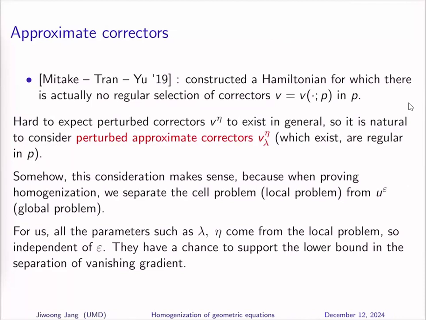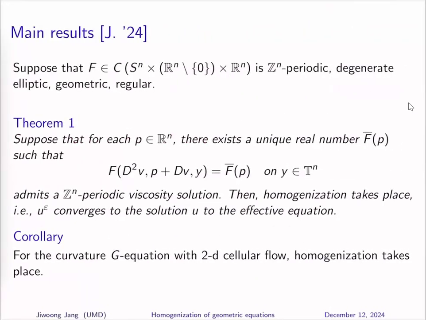Somehow this idea makes sense because when proving homogenization, we already separate the local problem and the global problem, and we already use the characters many times. In particular, all the parameters like lambda and eta come from the local problem, and this is natural in the formal ansatz. And so we still have a chance to support the lower bound of the vanishing gradient separation. So it turns out it works.